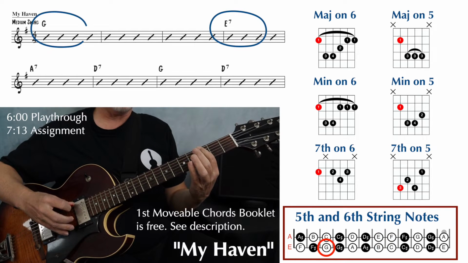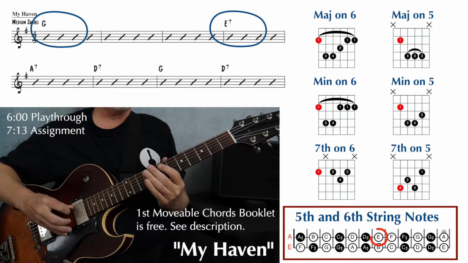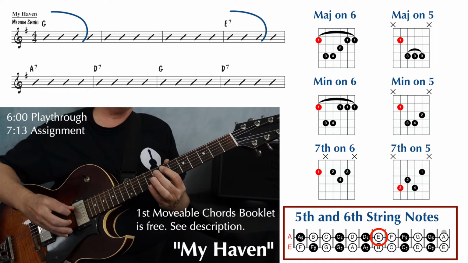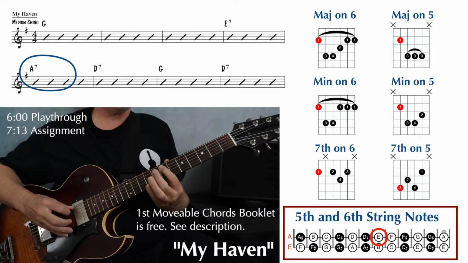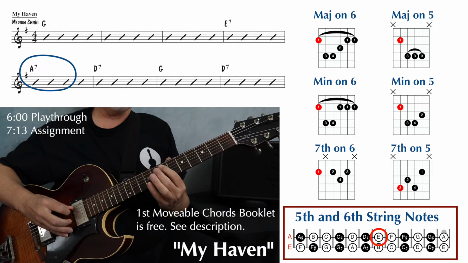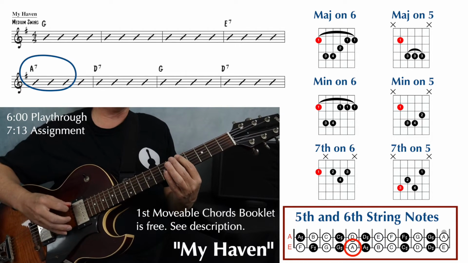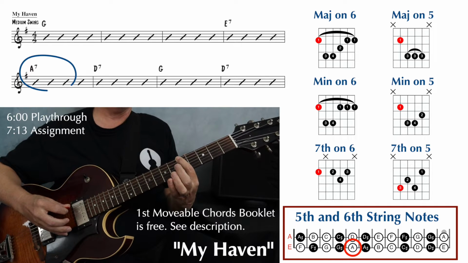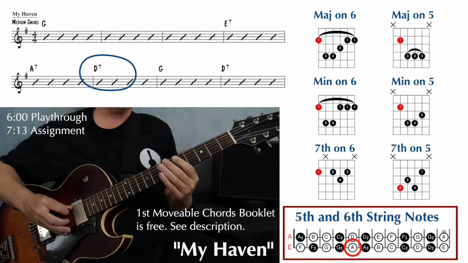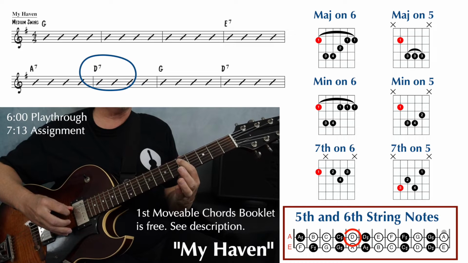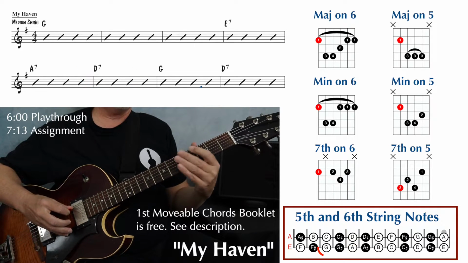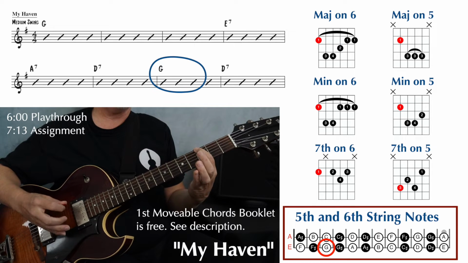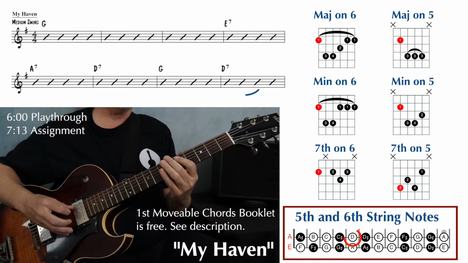So G at the beginning to an E. And then we want to find the closest A for our A7 at the beginning of line 2. There's an A up at the 12th fret, but really the closest one is on the 6th string at the 5th fret. From there, there's a very close D for our D7 root. That's also at the 5th fret, but on the 5th string. And then back to a G, same G that we played earlier, and then back to the same D.